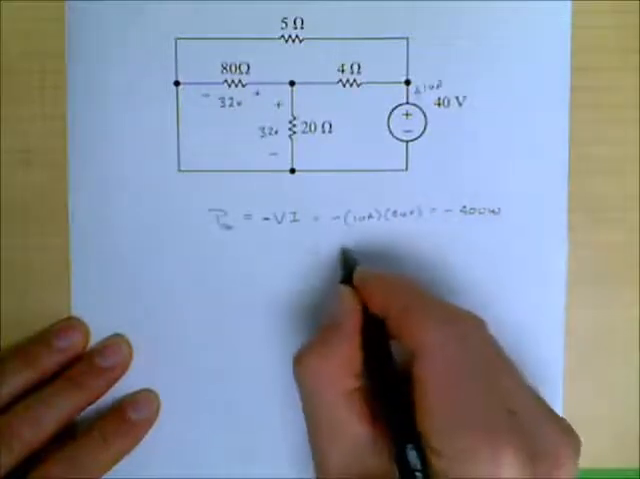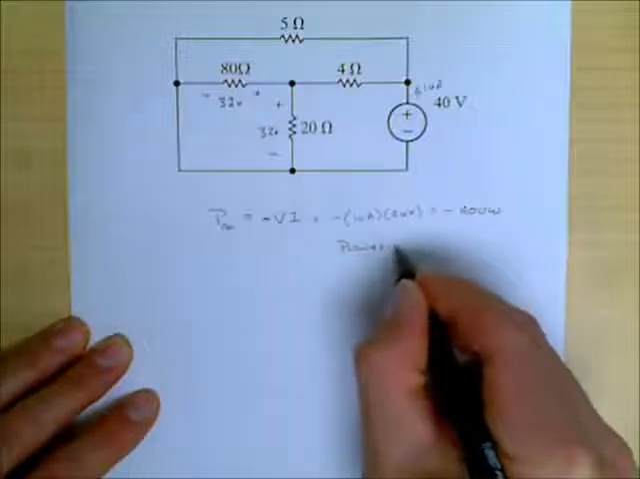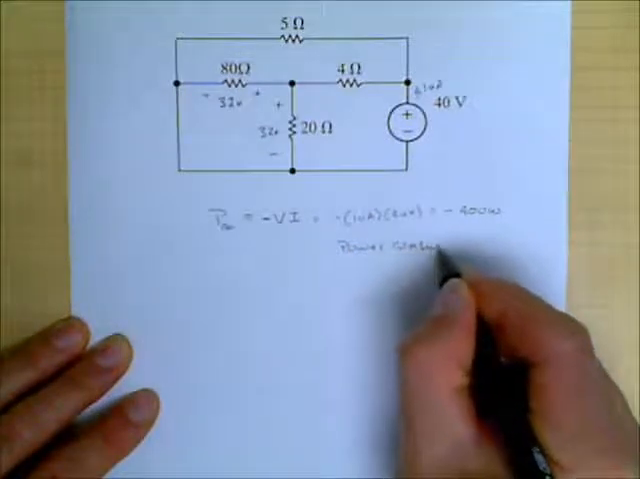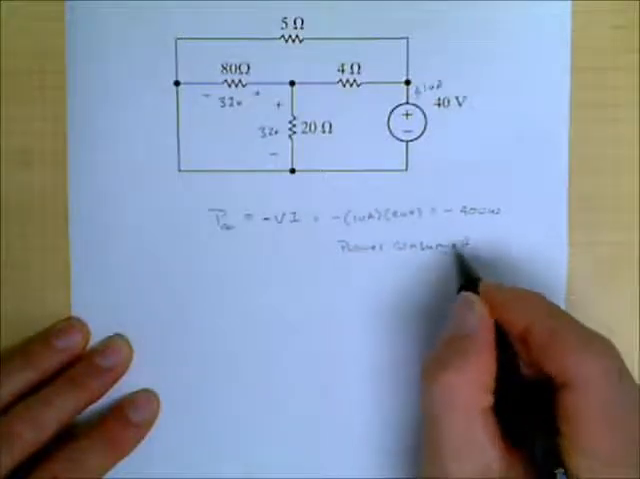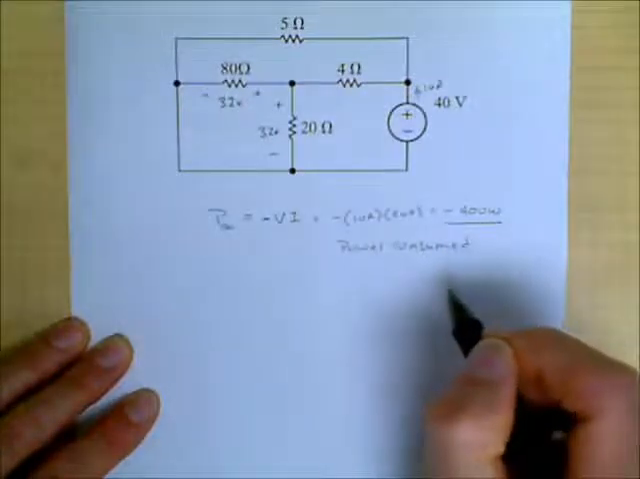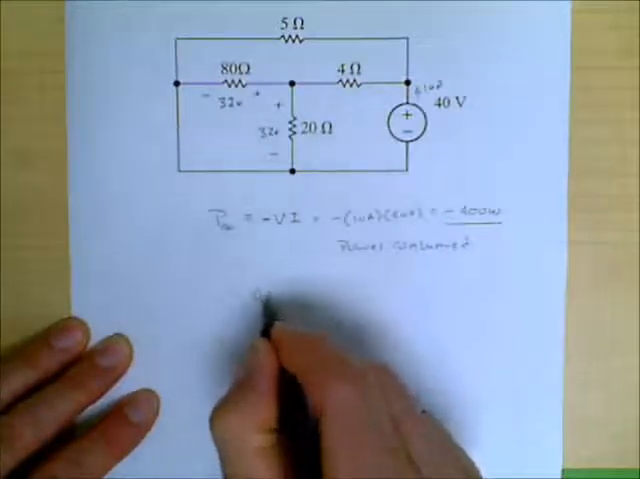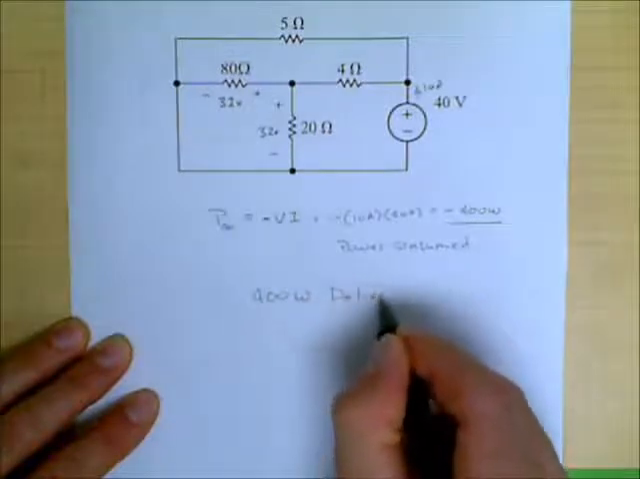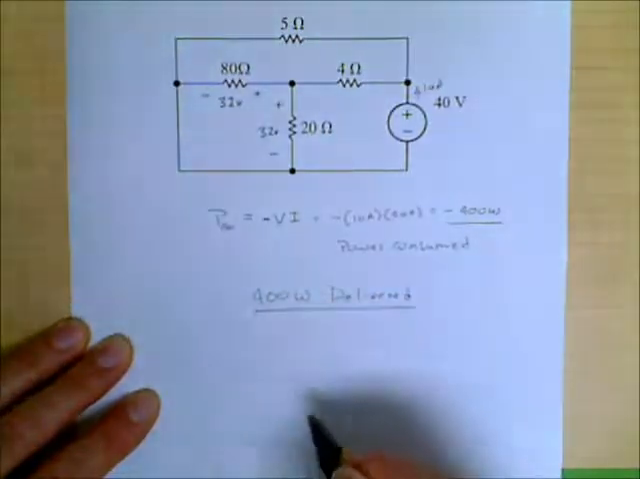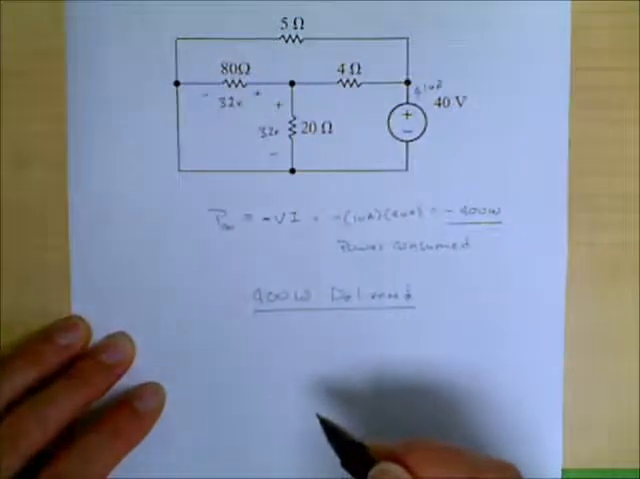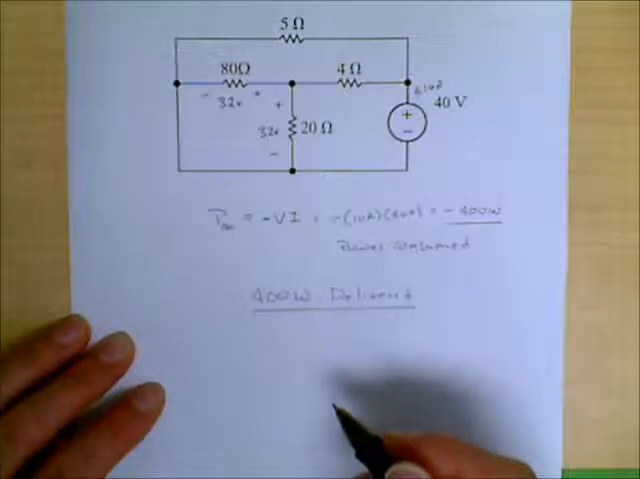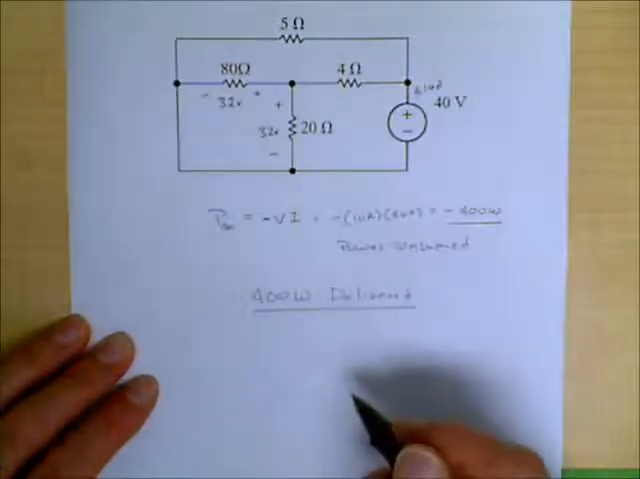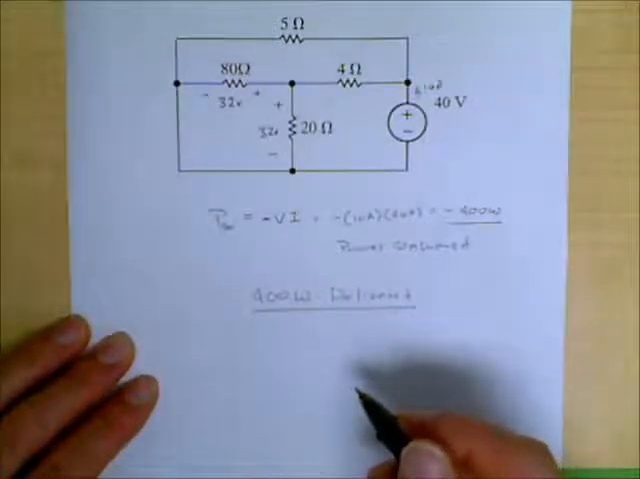So this is the power consumed. The power consumed is minus 400 watts, and so therefore it is 400 watts delivered. Right, so the power that's dissipated in that 40 volt supply is minus 400 watts, or the power supplied by that 40 volt supply is 400 watts.